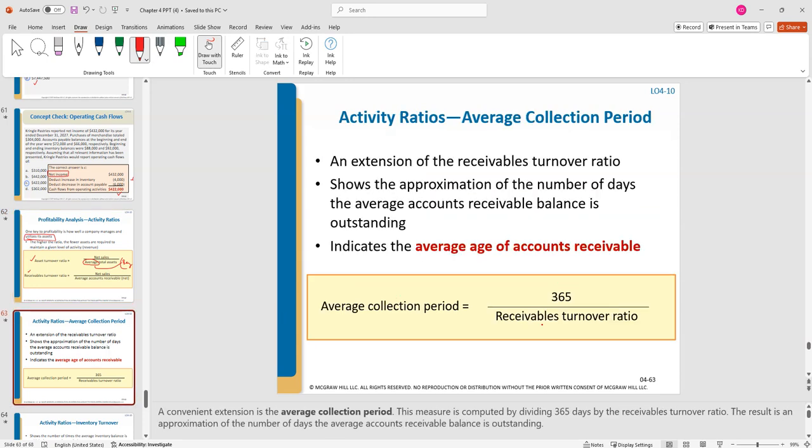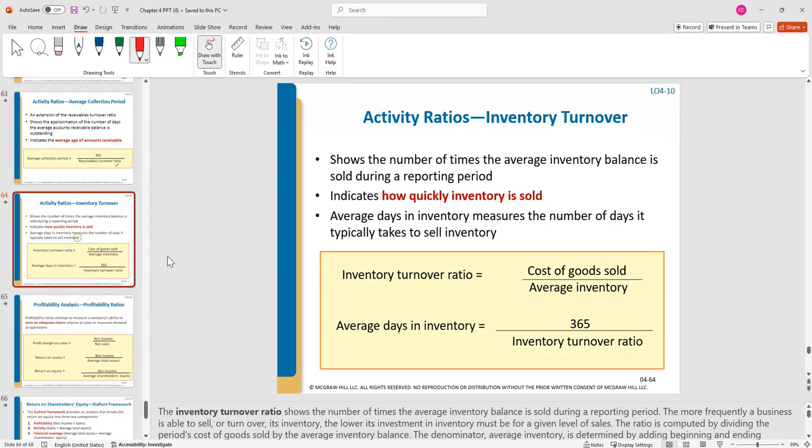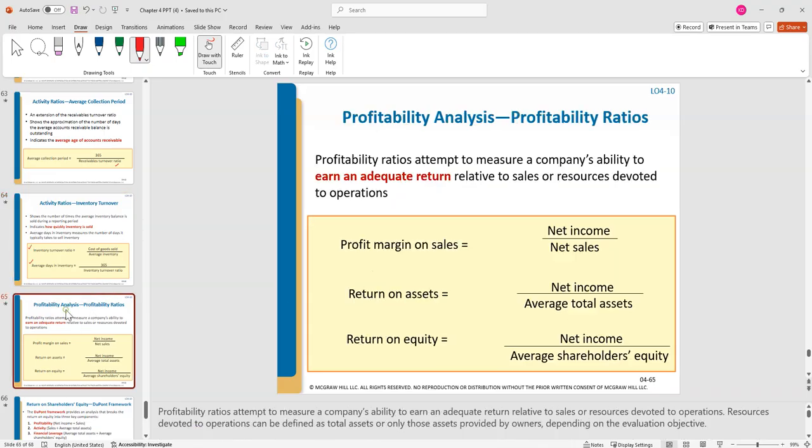The average collection period, which builds off that receivables turnover ratio, really tells us how long on average it takes for us to collect on our accounts receivable. 10 days, 20 days, things like that. Inventory turnover ratio: we're looking here, among other things, at how we manage our inventory. So you can do that and then figure out the average days in inventory.